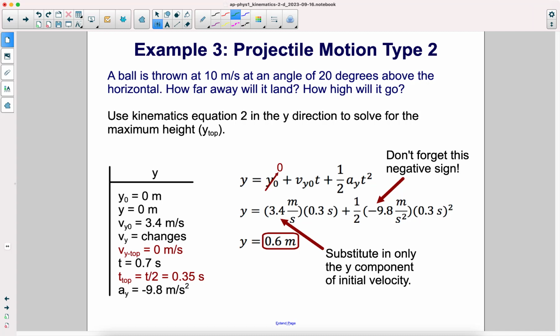So here, we know that we're starting from the ground, and we have an initial velocity in the y, we have an acceleration in the y. We're going to plug in our values into this equation. Don't forget this negative sign, and remember to only substitute in the y component of the initial velocity, not the 10 meters per second, right? We want the 3.4 meters per second. And we see that the ball reaches a vertical maximum height of 0.6 meters.